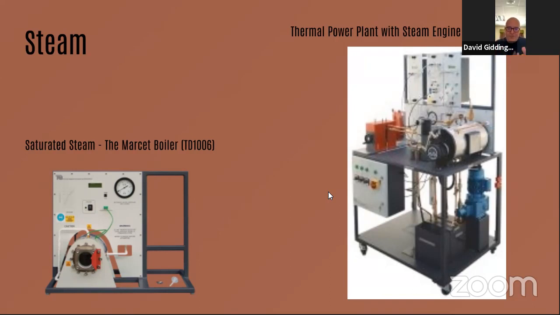So we can look at the speed, the torque, and the power generated by that steam engine or steam motor. And then we can look at the Rankine steam cycle, which on graph paper is 4 points of that cycle. So it's a really very dynamic piece of equipment. Temperatures get up to about 140 degrees Celsius, and we are looking at high pressures also.